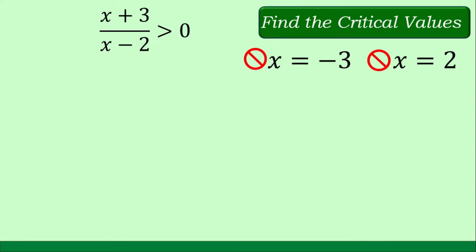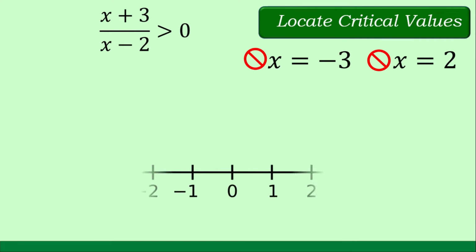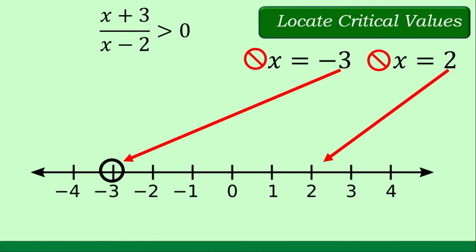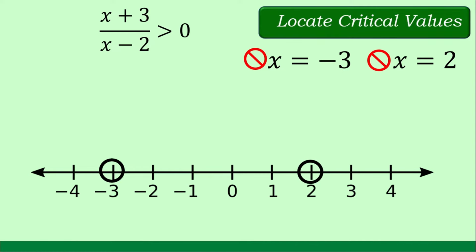Now, let's proceed to our next step. After finding the critical values, we are going to locate the critical values. How to do that? Let's draw a number line like this. And let's locate -3. Since it is not a solution, that will be an open circle like this. And let's locate the other critical value, that's +2. Right here, still not a solution, therefore we will use an open circle. Good. Now this would be our number line with our two critical values.